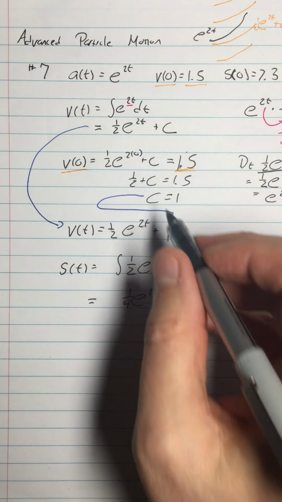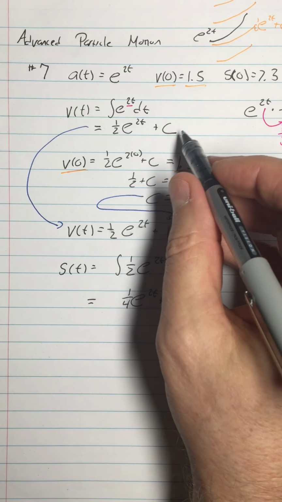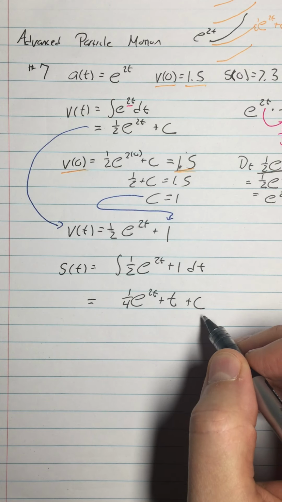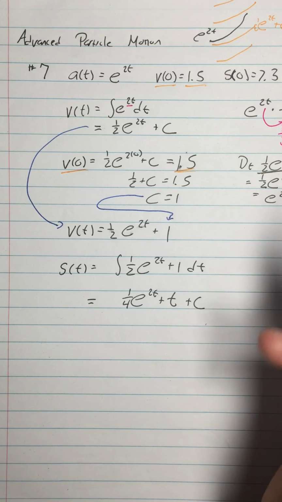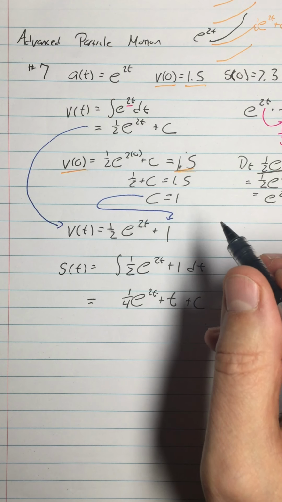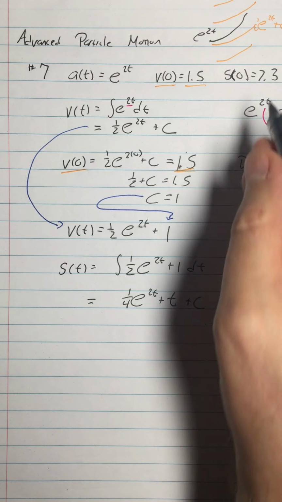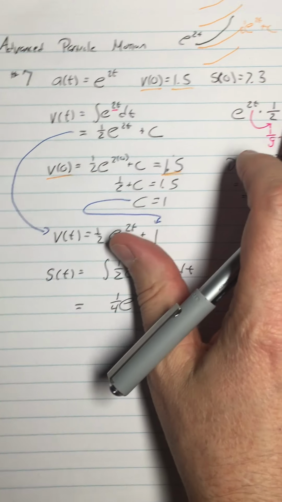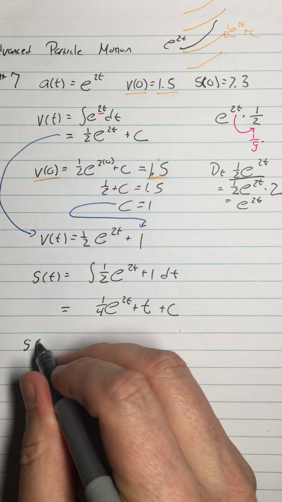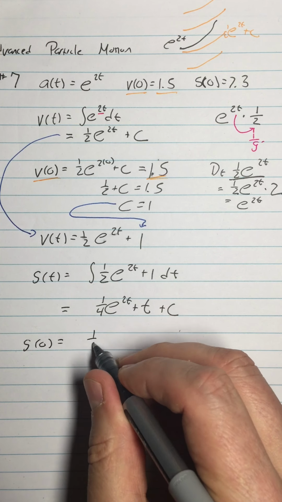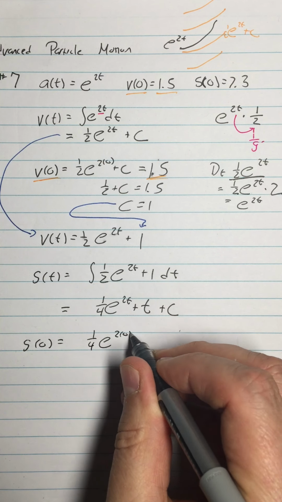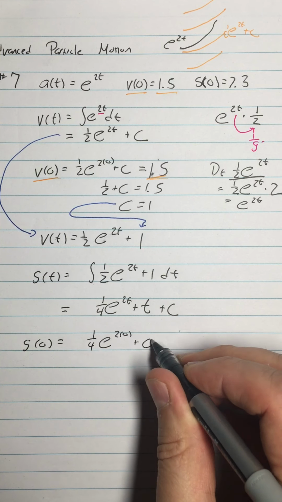By the way, these two c's are different. It'd be nice to call them c1 and c2, but most people don't do that. They'll just say c is like a floating constant. Now we know s of 0 is 7.3, so we're going to put that in. We say s of 0 equals 1/4 e to the 2 times 0 plus 0 plus c.